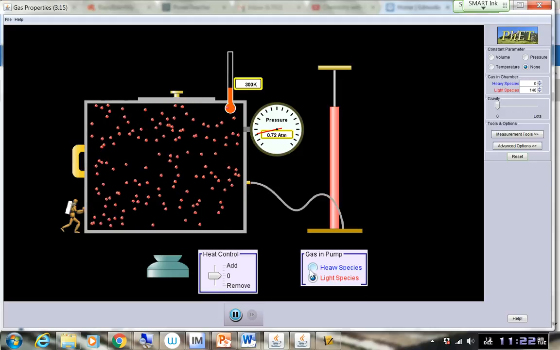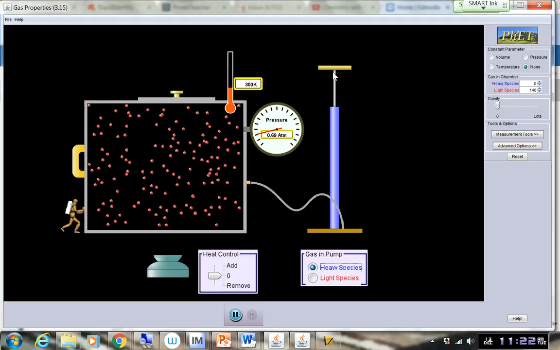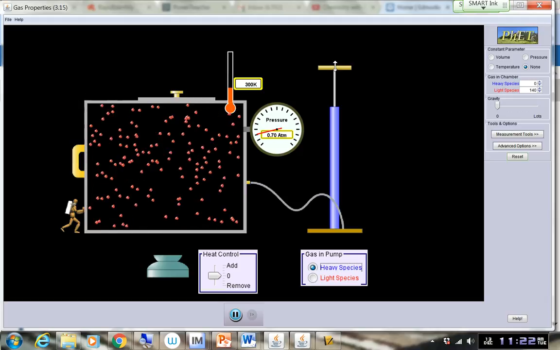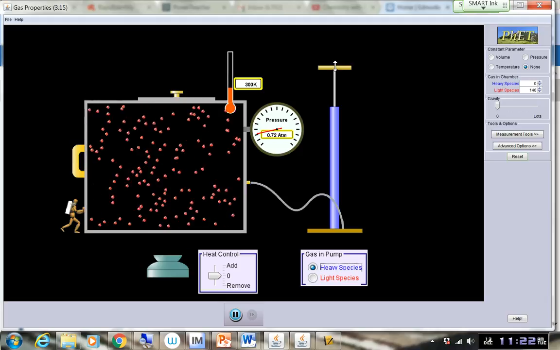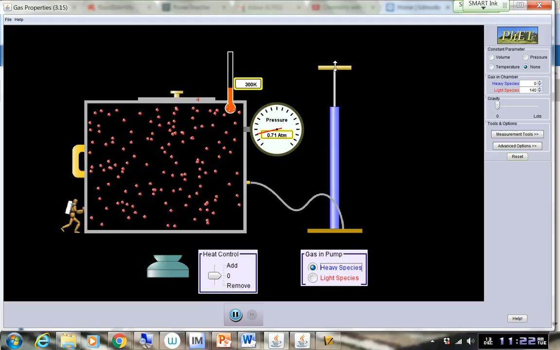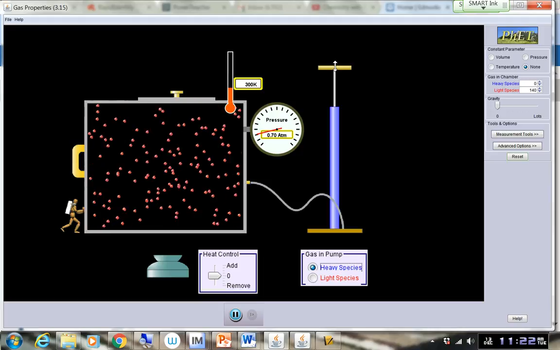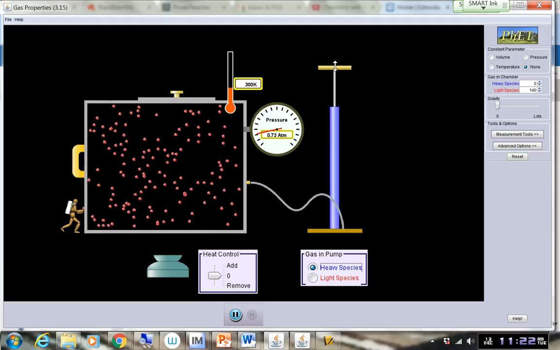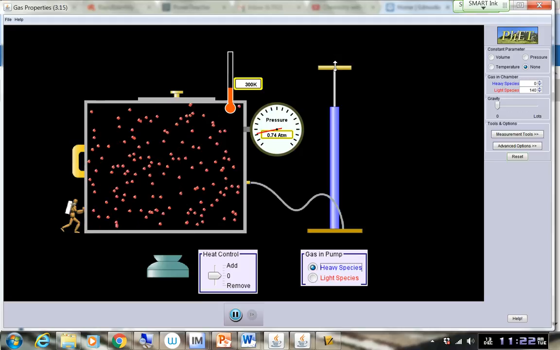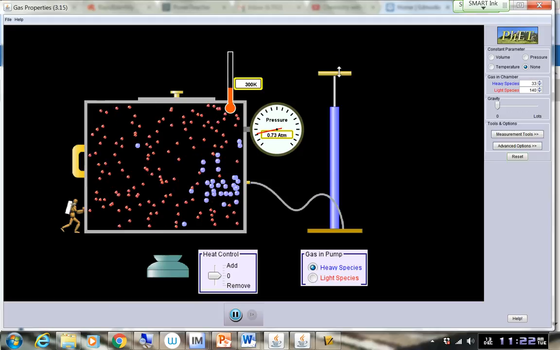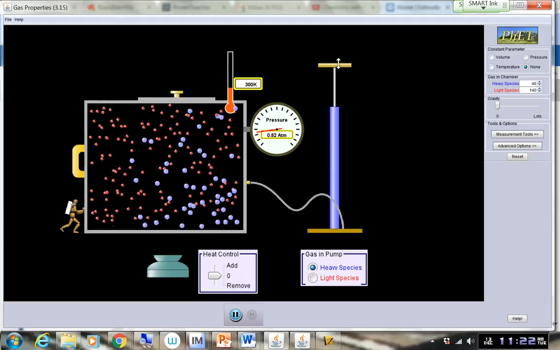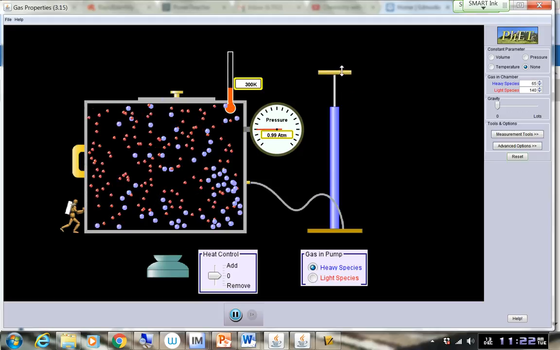Now I'm going to put a different gas in. This will give us a mixture of gases. Right now in the container we have the red gas, which we'll call oxygen, and it's the only gas in there, so it's a pure gas. But normal conditions that we encounter on a day-to-day basis is a mixture of gases. So I'm going to pump a different variety of gas particles in here. Notice they're a little bit larger.